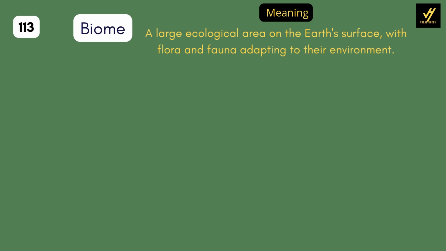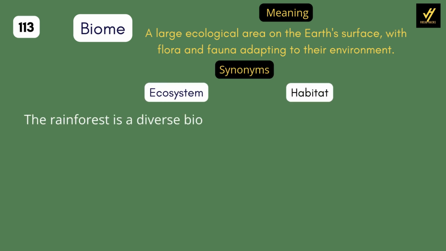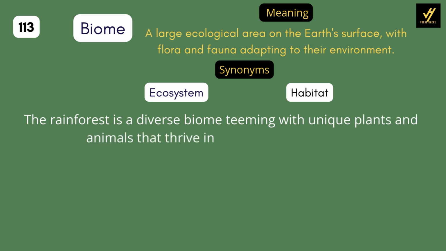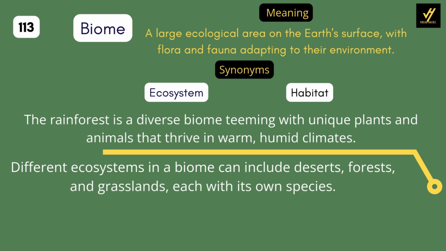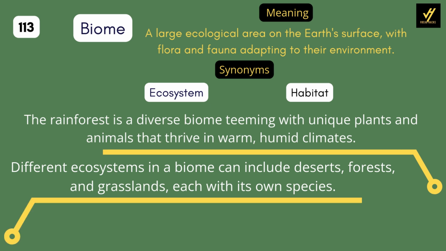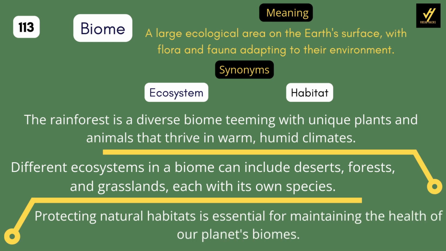Biome, a large ecological area on the Earth's surface, with flora and fauna adapting to their environment. Ecosystem, habitat. The rainforest is a diverse biome teeming with unique plants and animals that thrive in warm, humid climates. Different ecosystems in a biome can include deserts, forests, and grasslands, each with its own species. Protecting natural habitats is essential for maintaining the health of our planet's biomes.